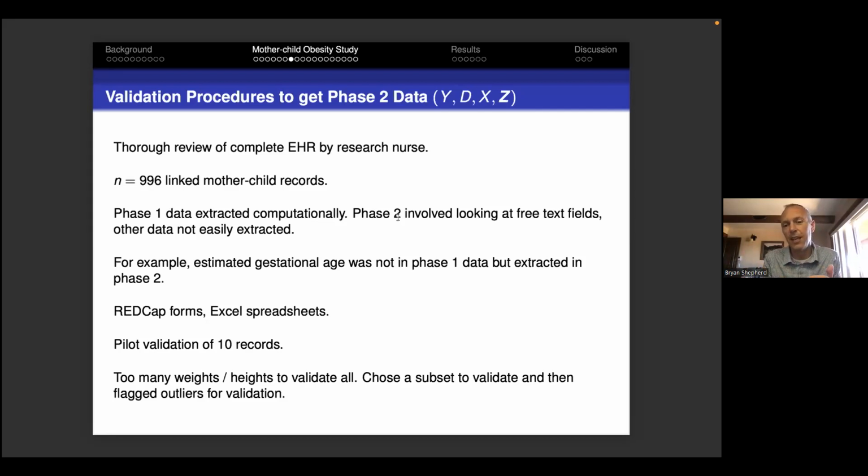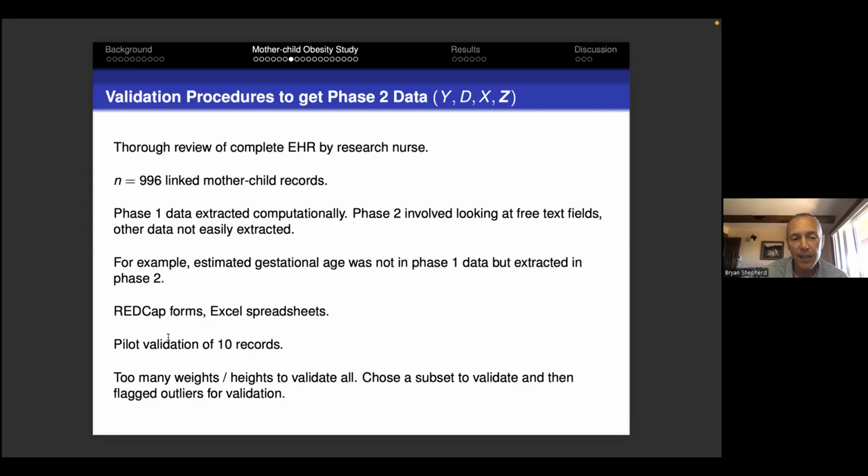And so she was able to read through the free text fields and look at other things that were not easily extracted. So for example, estimated gestational age was not in the phase 1 data that was extracted by the programmers, but she was able to find it in the medical records. And so she was able to include that as a variable by doing the chart review for these 1,000 records. She entered things into REDCap forms or Excel spreadsheets, depending on the variable.